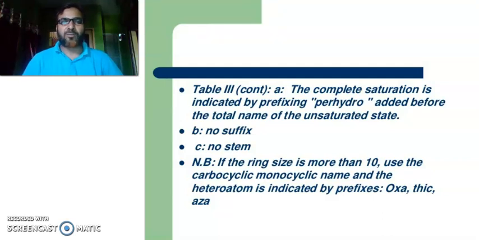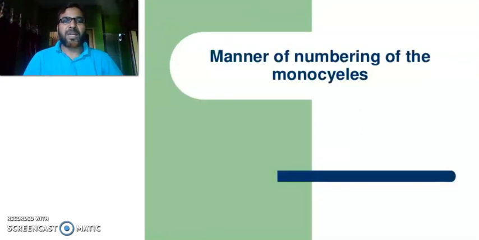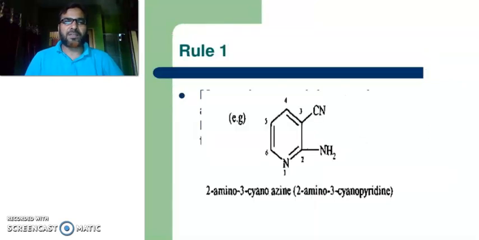If the ring size is more than 10, use the carbocyclic monocyclic name, and the heteroatom is indicated by prefixes oxa, thia, and aza. You can see here 1-thia-6-aza-cyclodecane. Now, manner of numbering of the monocycles.